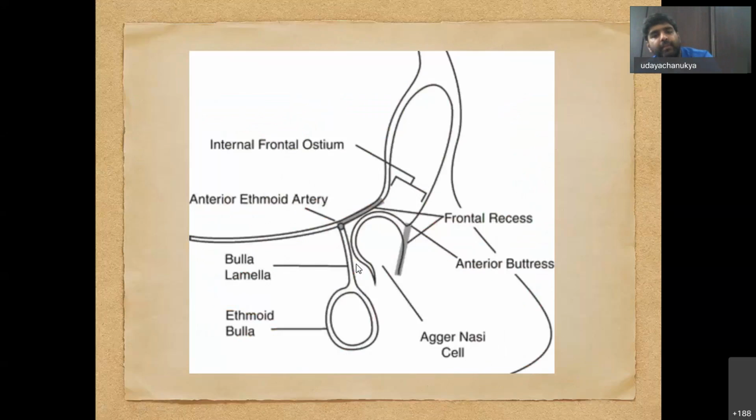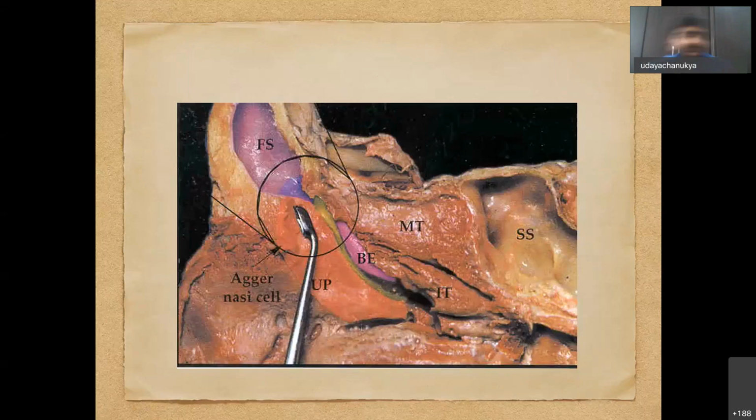Okay. And this is the cadaver dissection picture with the probe placed in the agger nasi. See how big and pneumatized it is and how narrow the frontal recess is. In this, we can see the bulla ethmoidalis also.